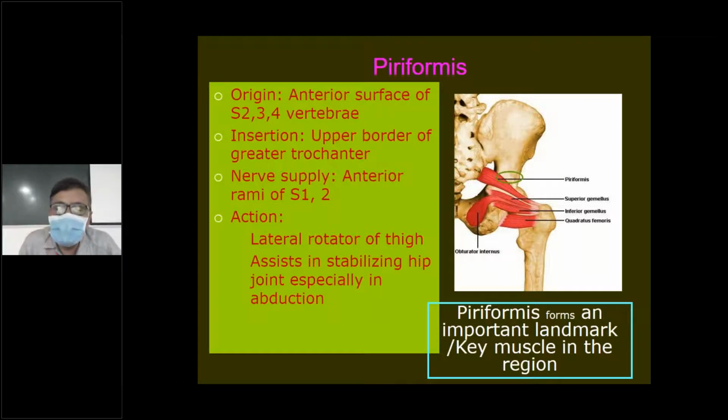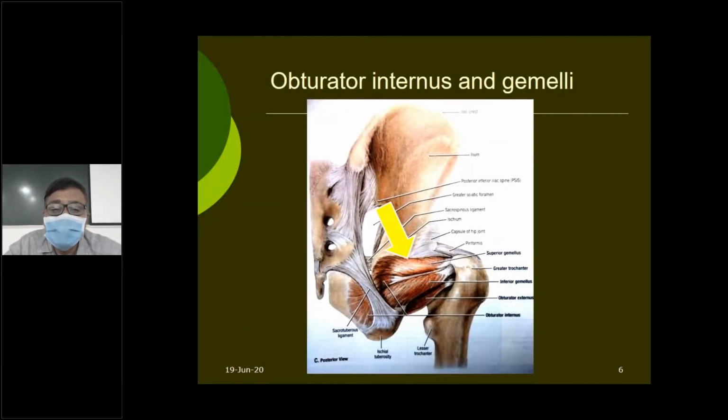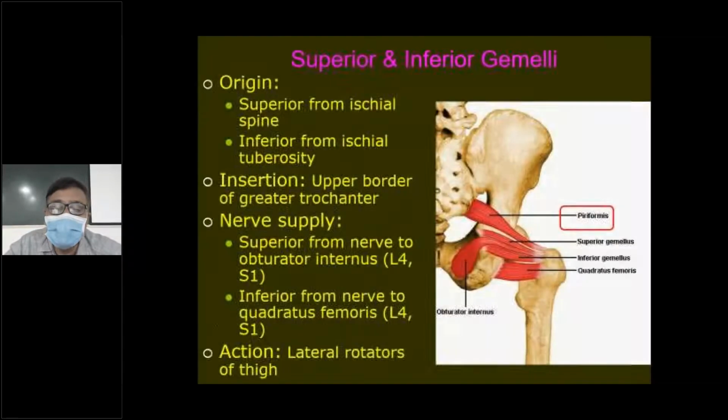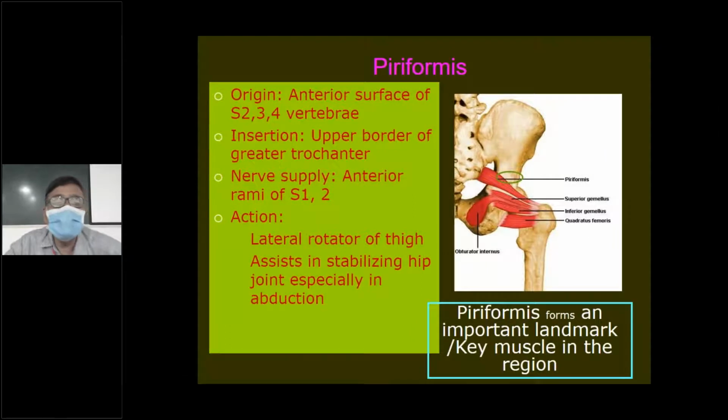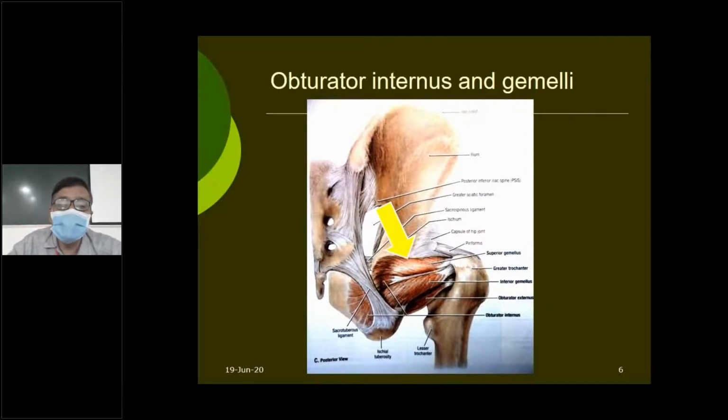Piriformis is famous here because it is in the center. All other structures are related to that. So piriformis is a key muscle, and we will see what structures are related. Now, before the relations, let us learn about the other muscles. We have completed the piriformis, now let's go to the other muscles.